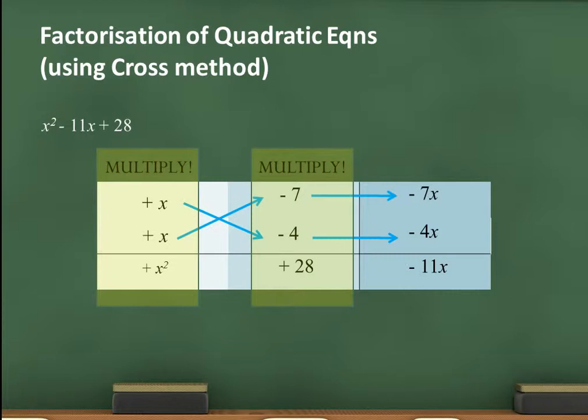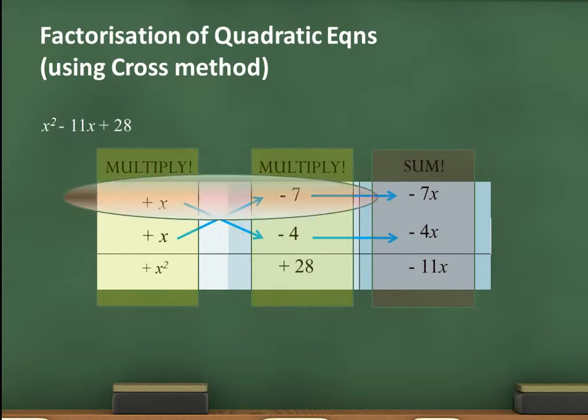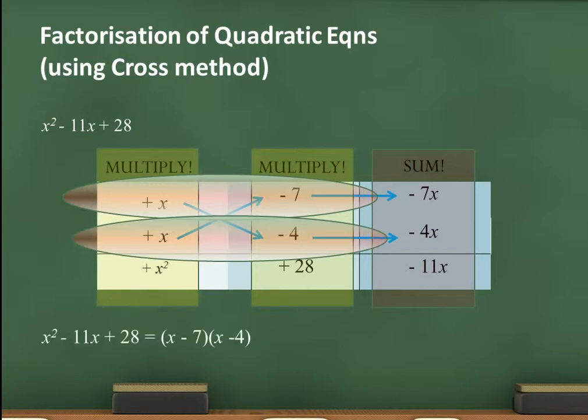I'll get negative 7x and negative 4x. Remember, my last column is a sum. So negative 7x plus negative 4x, I'll get negative 11x. Now this shows that this is correct. If you are unable to do the sum correctly in the last column, it means that your combination of numbers is wrong and you have to retry other numbers in the second column. Alright, once you are done with the checking, fill out the bubbles and you get out my answer.